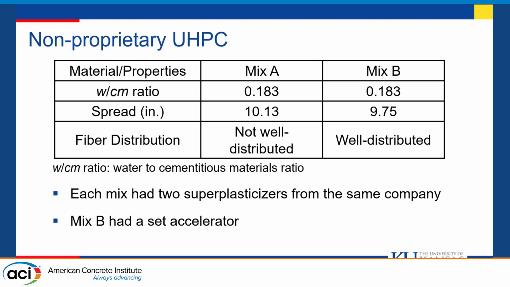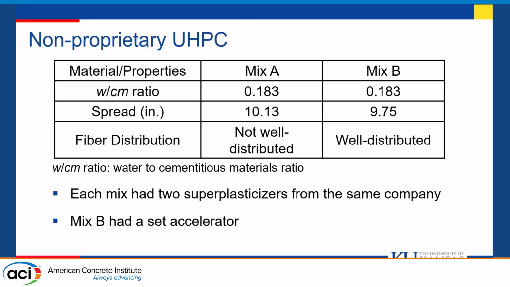We prepared 90 trial batches using different material proportions, water to cementitious material ratios ranging from 0.171 to 0.22, and different superplasticizers. Out of those batches, we selected 2 mixes which have better compressive strength and good spread, and we label them as mix A and mix B in this table. You can see both mixes have the same water to cementitious material ratio of 0.183.